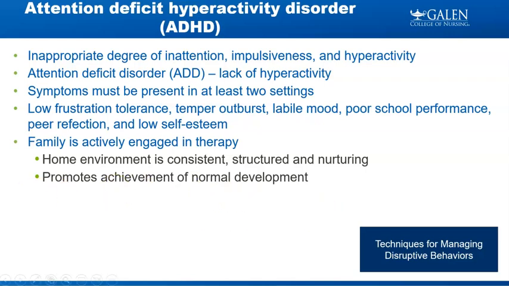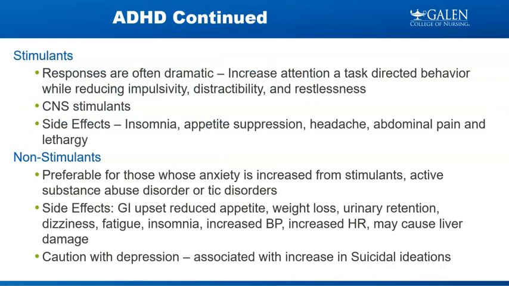We do want the family engaged in therapy. We need a consistent environment, a pattern, picture charts, graphs about what is happening. And we want to try to reach normal development. But again, normal is going to be different for each and every kid.